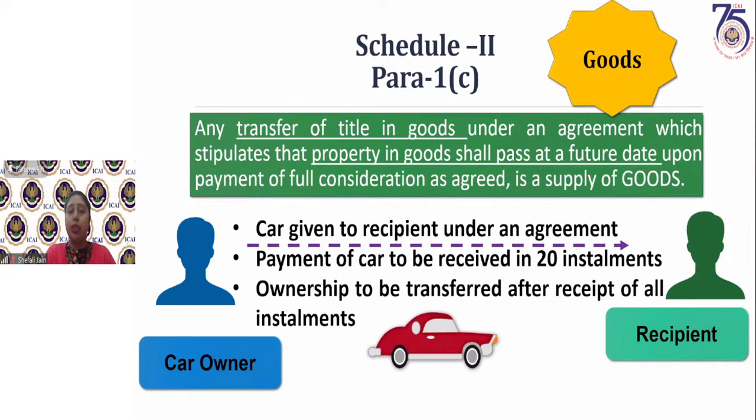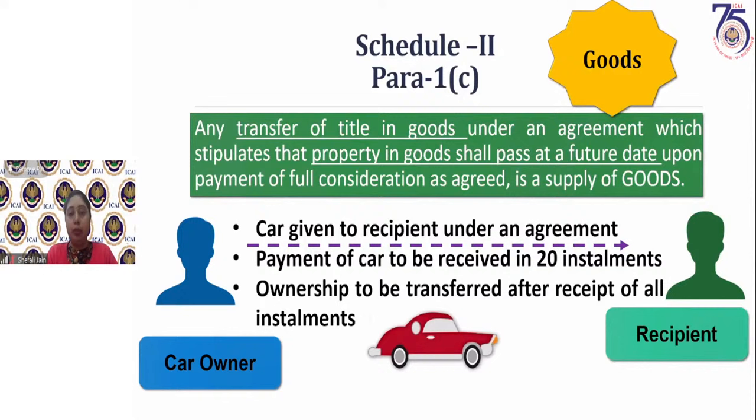So this can be an installment purchase or a hire purchase transaction where the ownership passes only when full consideration has been received by the supplier from the recipient, and that transaction is covered here. So ownership is not transferred on the date of sale. It is transferred when the entire consideration, which is generally in the form of installments or hire purchase, has been received, or a sale purchase on a sale or return basis.